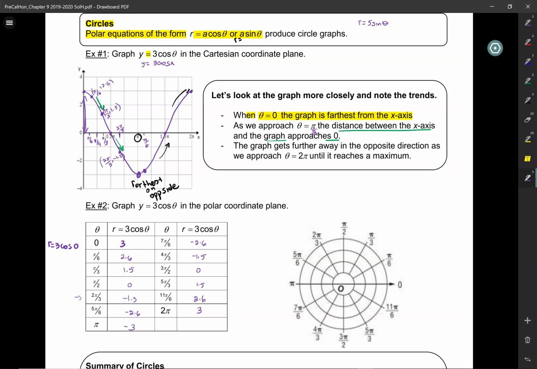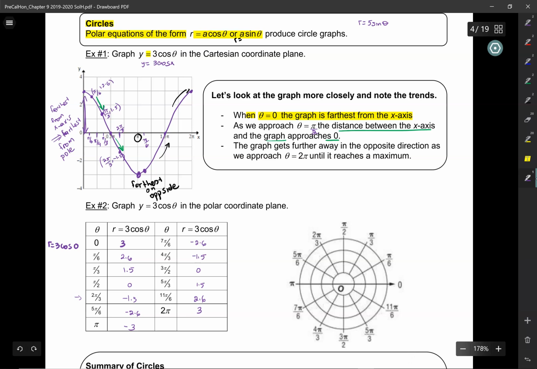Okay? All right. So let's go back and think about when we start with 0 radians, when theta is 0, the graph is farthest away from the x-axis. Farthest from the x-axis means farthest from the pole in our new graph. Right? Farthest from the pole.